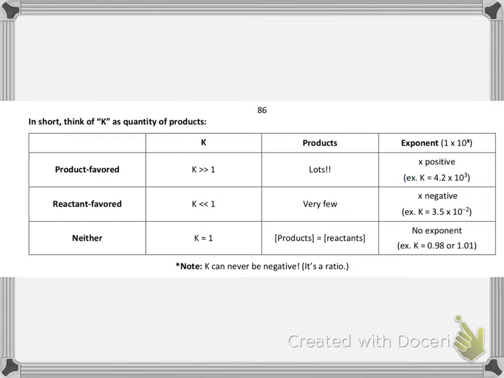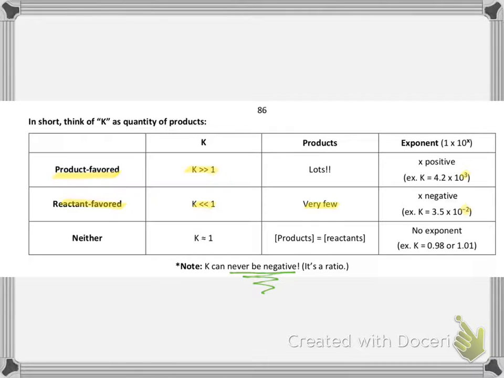And on the next page, we were totally helpful. We put that in the form of a handy-dandy chart. It's just giving you the exact same information. If it's product favored and you've got lots of products, K is bigger than 1. Of course, that means if you've got a really big K and you're using an exponent, your exponent will be positive. When it's reactant favored, K is less than 1, so you have very few products, which means you might have a negative exponent if K is small enough. And if they're about equal to each other, then K is equal to 1. It is important to note K can never be negative because it's a ratio between positive things.